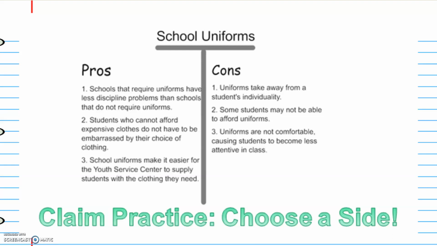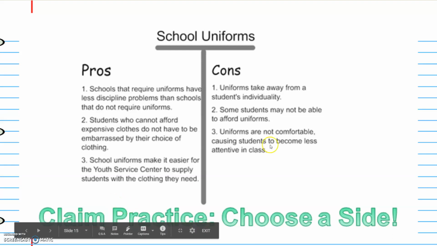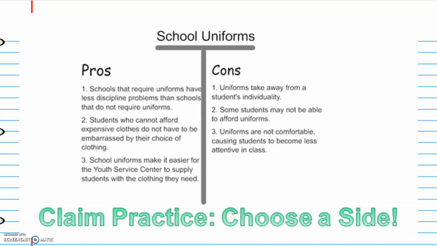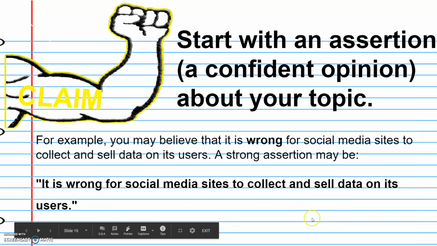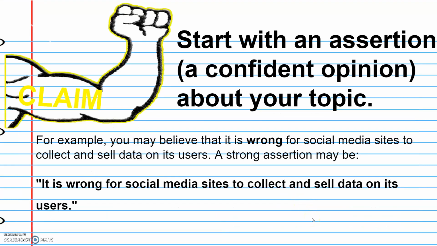If a student really likes to wear tie-dye shirts, then I can remember that those tie-dye shirts correlate with that certain student. So as long as you state your claim in a complete sentence with a because statement, without using I think, I believe, or in my opinion, then your claim is probably on the right track. So start with an assertion, a confident opinion about your topic, without using I think or I believe.